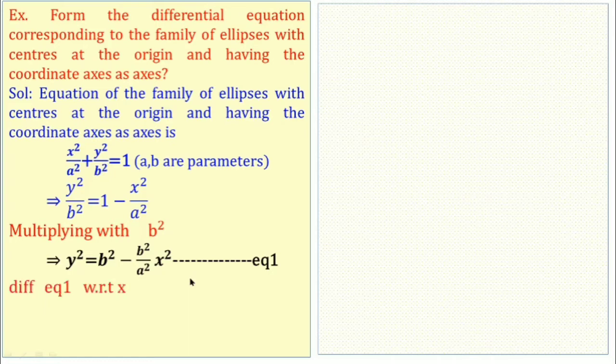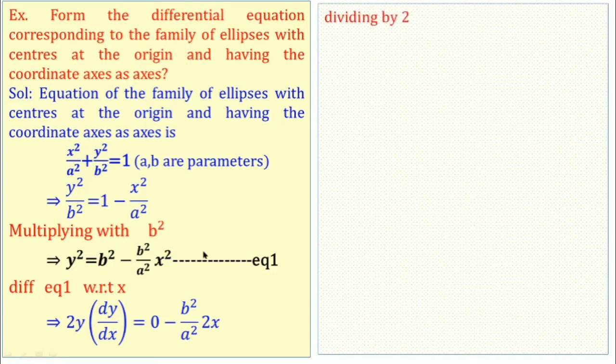we differentiate the equation. We are taking this equation 1 and we are differentiating this equation with respect to x. So we get differentiation of this y square. Y square is a dependent variable. That's why we get the derivative of y square as 2y into dy by dx. Because it is a dependent variable, we get 2y into dy by dx is equal to differentiation of this constant is 0. Minus b square by a square, it is a constant, into differentiation of x square is 2x. So this is the differentiation of this equation.